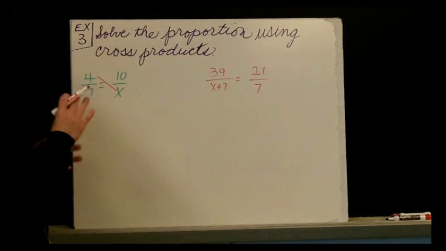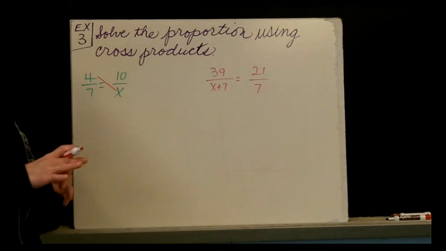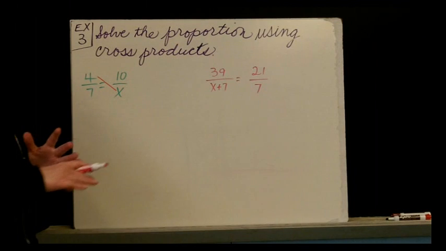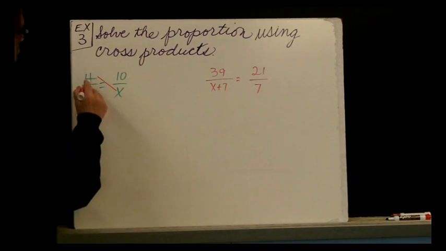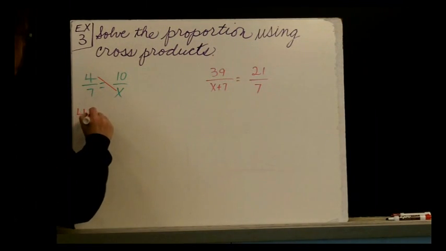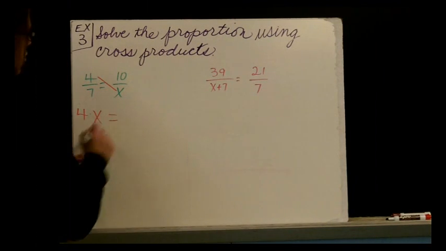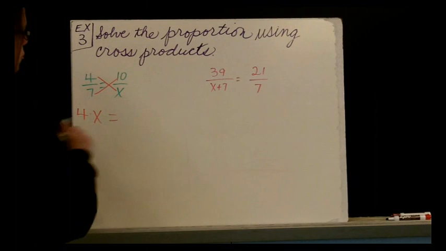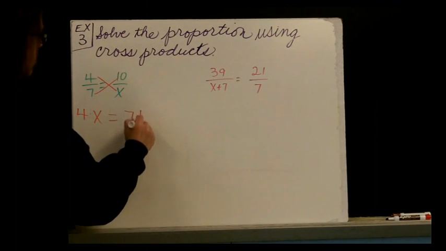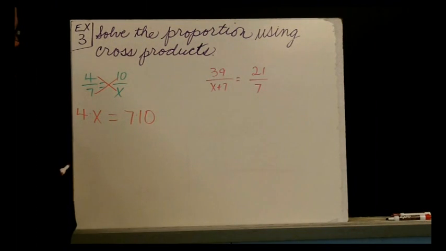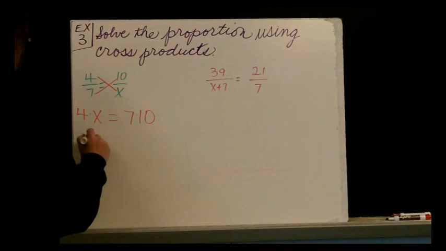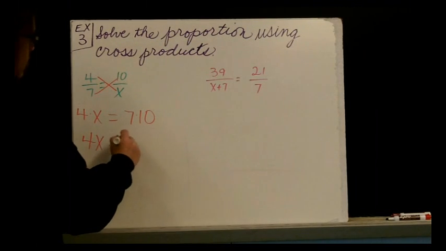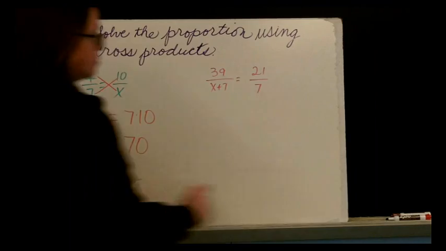And it's important to realize we're not cross-simplifying, we're cross-multiplying. There's an operation going on. So what we have is 4 times x equals, and then this denominator multiplied by that numerator, 7 times 10. And then we'll simplify it to 4x equals 70.